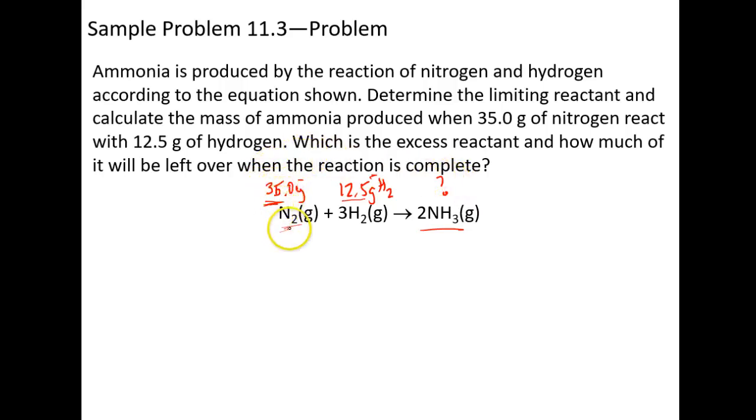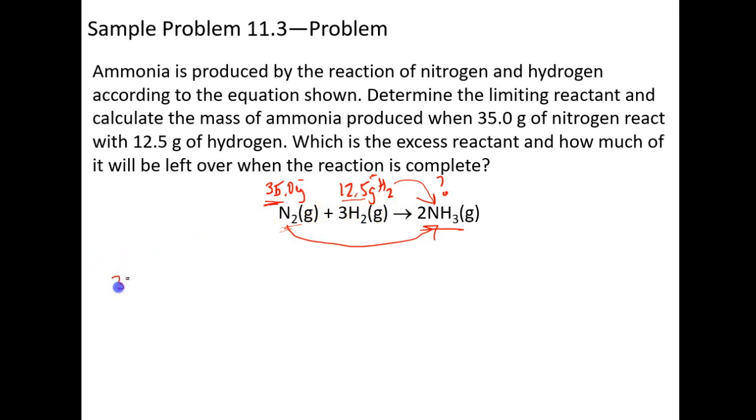You basically take the number of grams of this and convert it to the number of grams of that. You take the number of grams of this, which is 12.5, and you find out how many grams of ammonia that is. Whichever one makes the least amount, that's how much you can make. You can't make any more than that. Okay, so let me kind of show you how to do this.